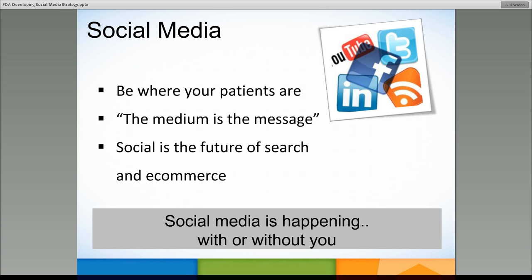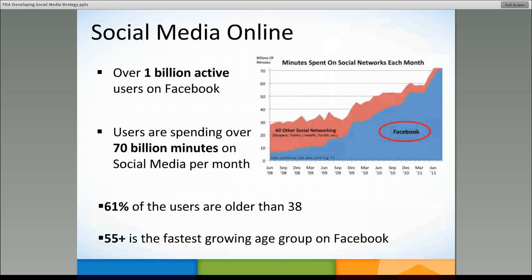And when it comes down to it, social media is the future of search and e-commerce. Whether we like it or not, this is where everything is going. It's happening. It's something that's real, and people have to jump on board the train now, or unfortunately, they're going to be left behind and they're going to be playing catch up. So it's something that we can't be afraid of. We have to embrace, and we have to adapt and make it something that we can work with on a daily basis as well.